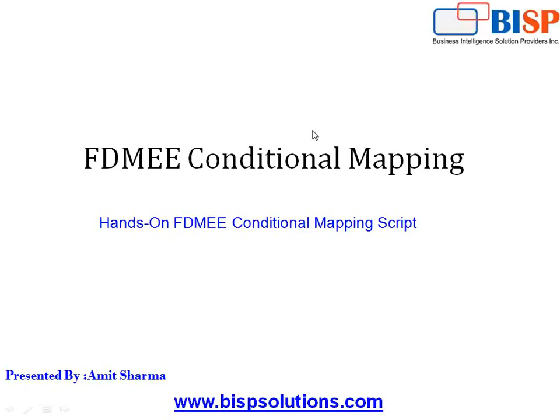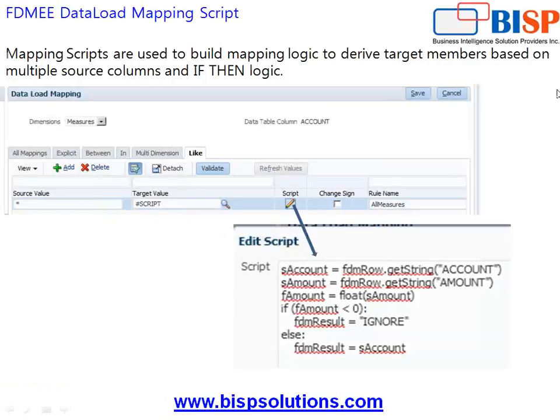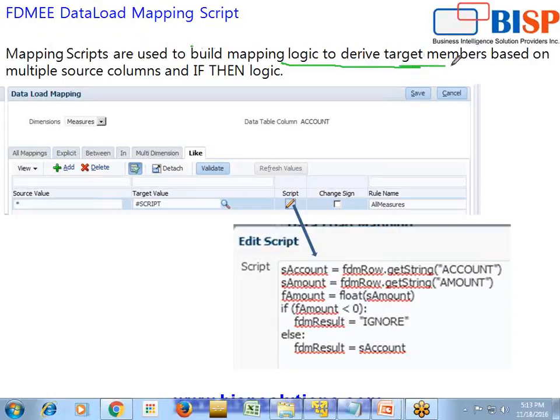So in today's example, I'm going to use Essbase as my target application, and my source is going to be a flat file. It may be a flat file or maybe your application like Oracle EBS or PeopleSoft. So if you go by the formal definition, mapping scripts are used to build mapping logic to derive the target member based on multiple sources, and you apply if-then-else conditions. You apply a conditional expression over here, and this conditional expression you define under the data load mapping section.